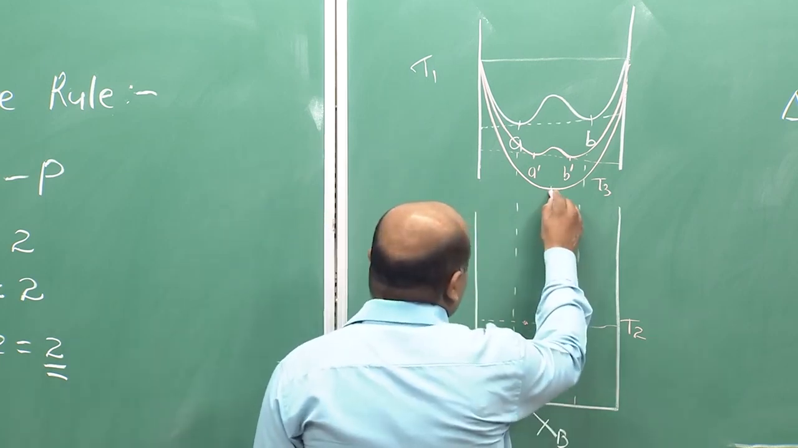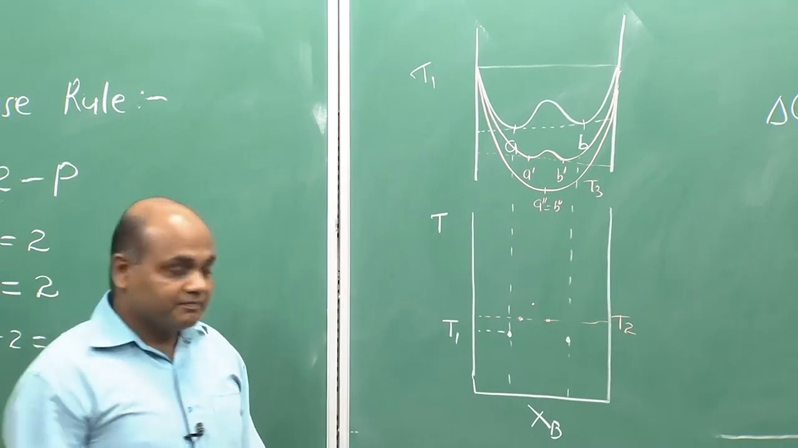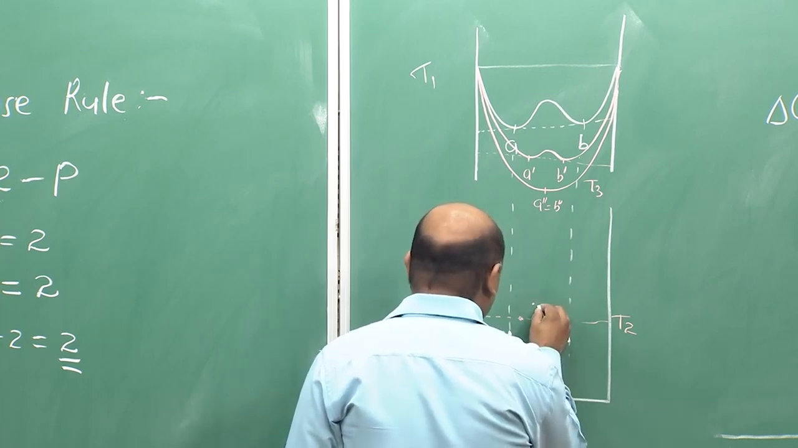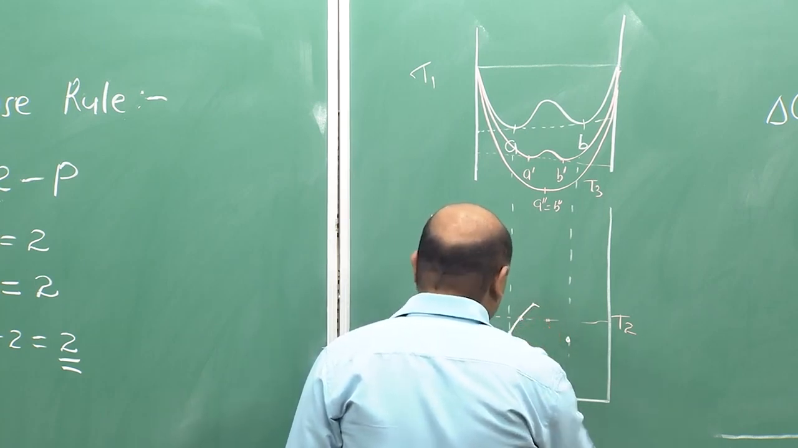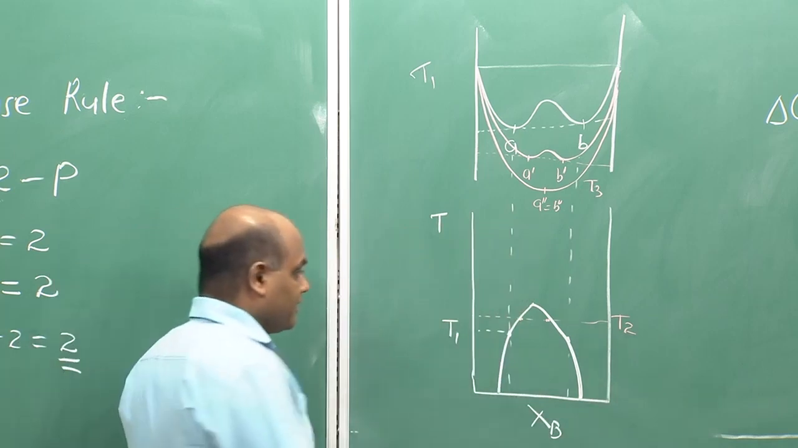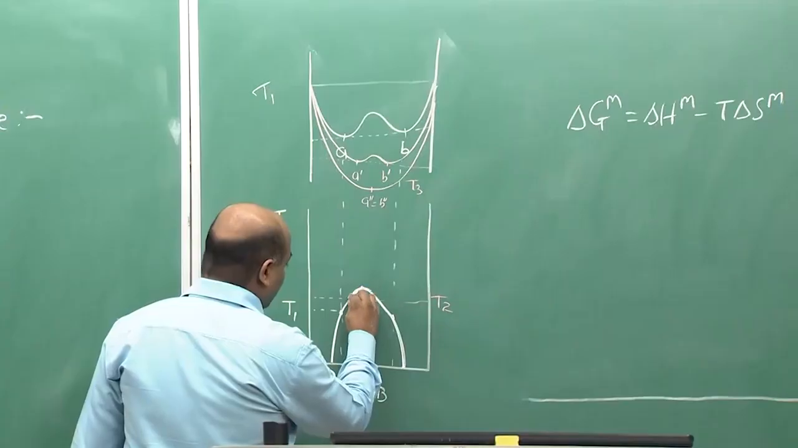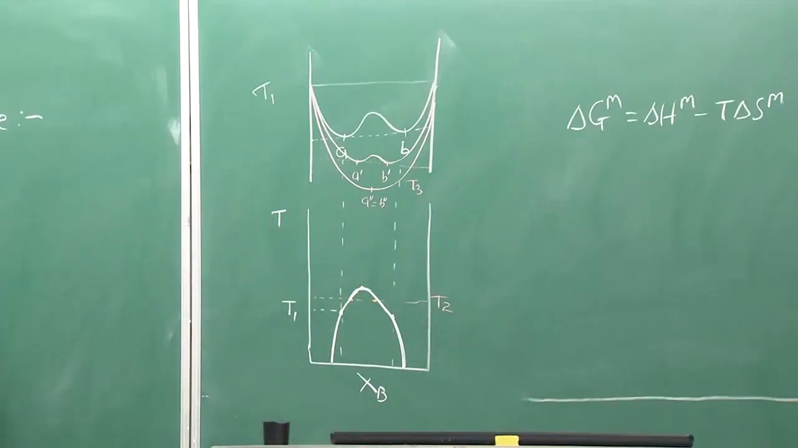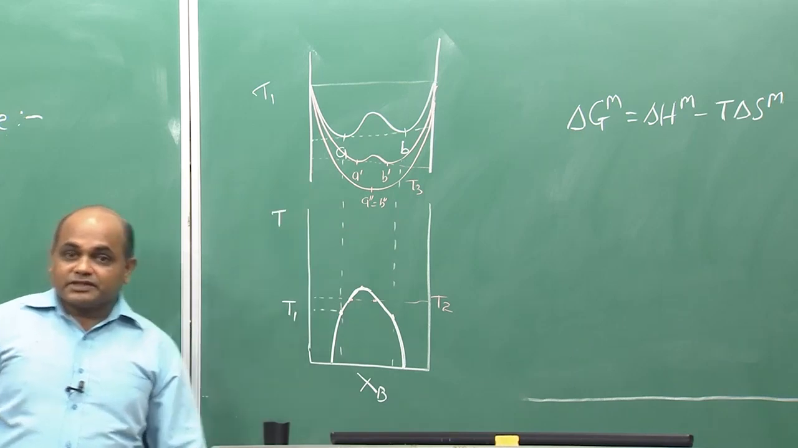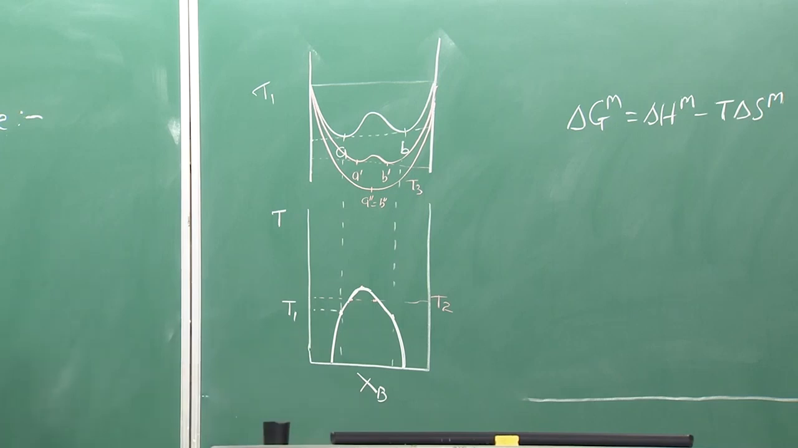At that point A prime and B prime are overlapping, and if we draw this curve, this is basically the locus of A and B, we will get the phase diagram with miscibility gap. There has to be a little curvature here. So, this is how we can obtain the phase diagram from Gibbs free energy mixing curves. This is an example of phase diagram with miscibility gap.